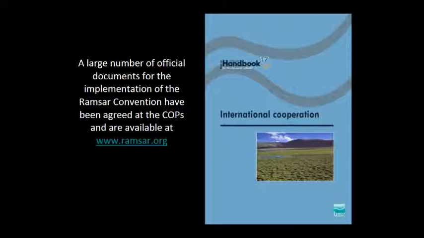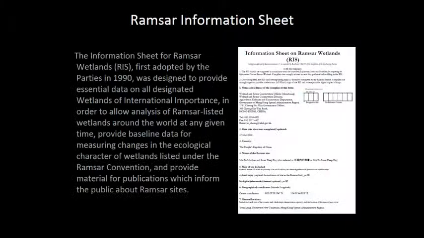I've just got a screen grab of, I think, version 17. And the sorts of things that it talks about are Ramsar information sheets, so trying to record what is the ecological character of a wetland when it's listed, so that you've got a baseline to measure change against over time.